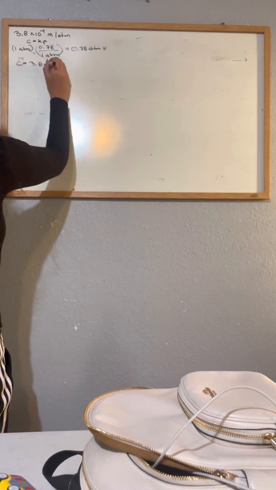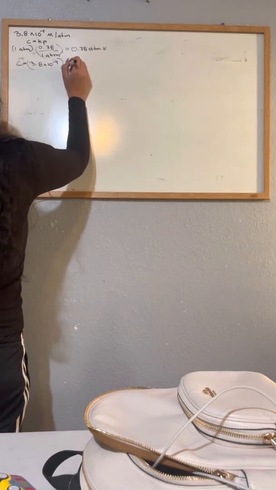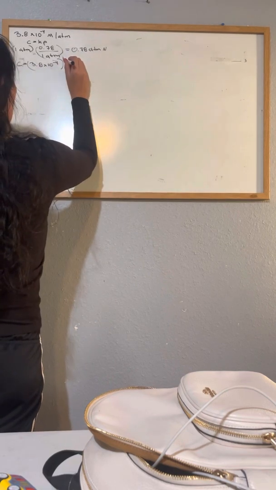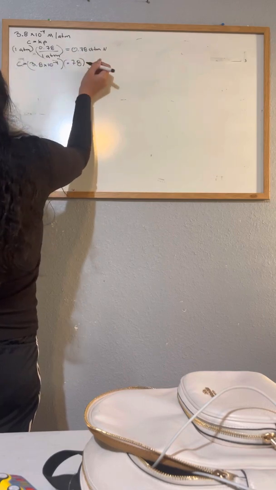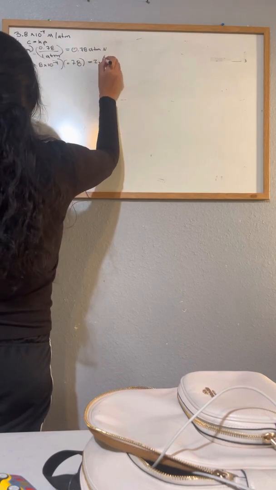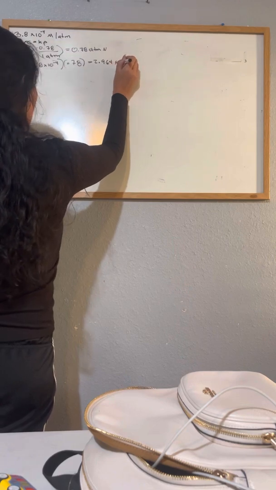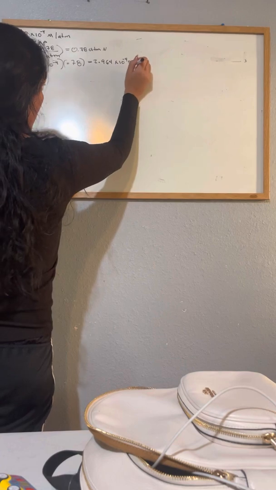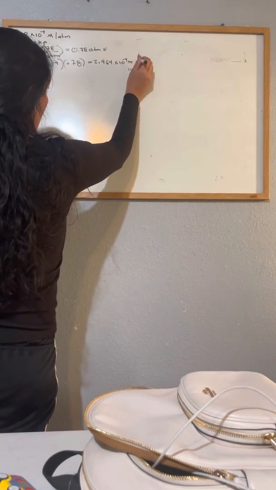And now we can plug it into our formula, which is C equals Henry's constant, which is 3.8 times 10 to the negative 4th. Then we're going to times it by our nitrogen, 0.78 atmospheric pressures of nitrogen. That gives us 2.964 times 10 to the negative 4th moles of nitrogen per 1 atmospheric pressure.